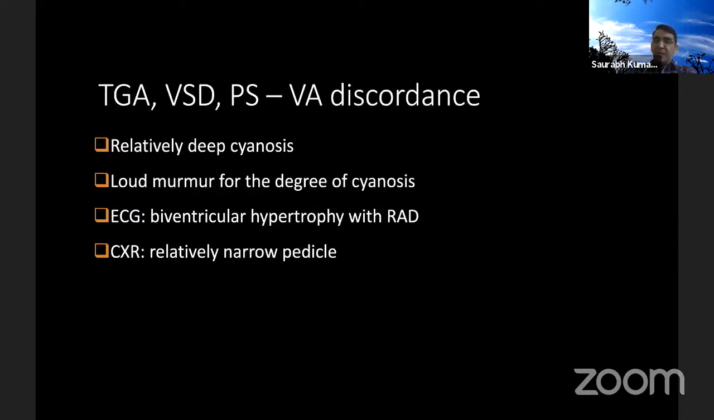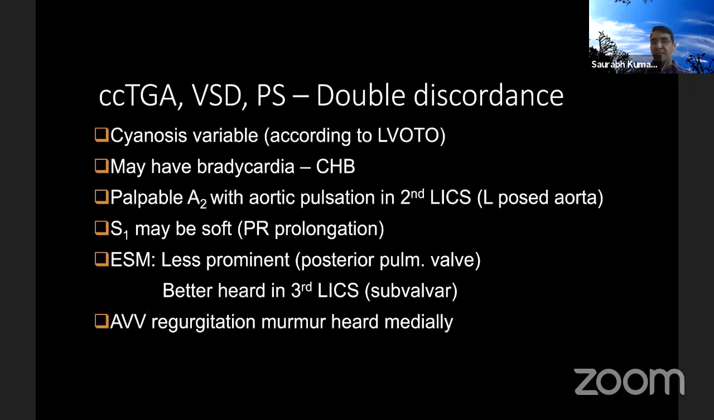Again, the same thing here, in TGA, relatively loud murmur and relatively narrow pedicle are the two things which can differentiate in some cases and indicate that we may not be dealing with typical TOF, and instead we may be dealing with something like TGA VSD PS. Now, CCTGA VSD PS is a very attractive case both for the examiner as well as for the presenter, because there are quite a few findings to be discussed.